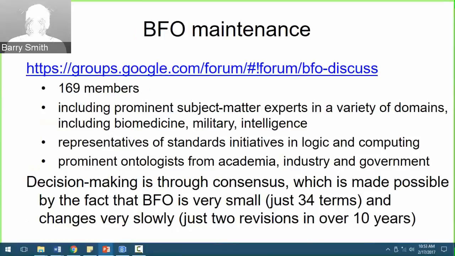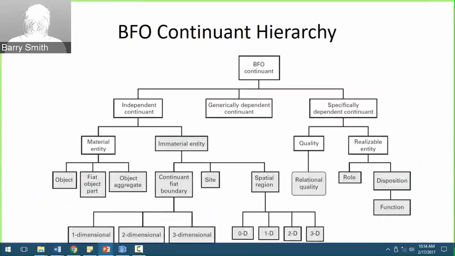All right, so we have governance processes, maintenance processes for BFO, which I can go into in detail if people are interested. We have the continuant hierarchy of BFO, which divides the world into things made of molecules, roughly speaking, that are material entities, and things not made of molecules, such as sites, holes in the ground, boundaries. For instance, the boundary between Maryland and Virginia, and spatial regions, such as the spatial region occupied by the planet Earth.